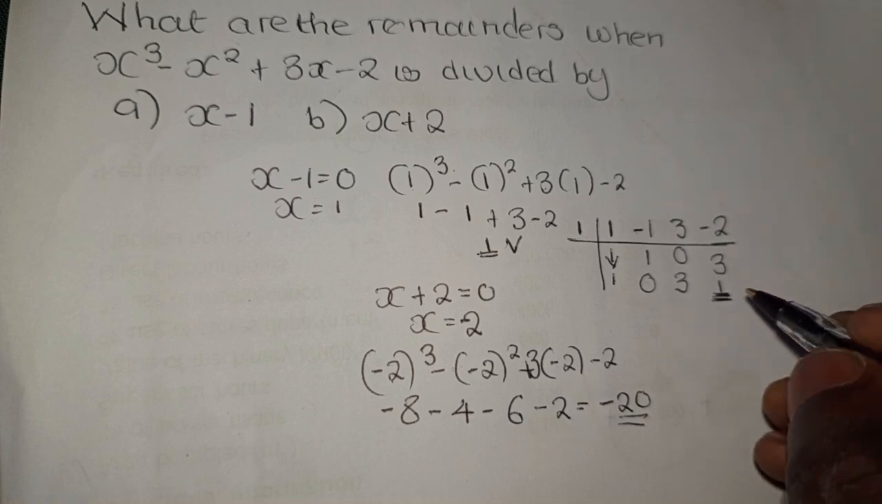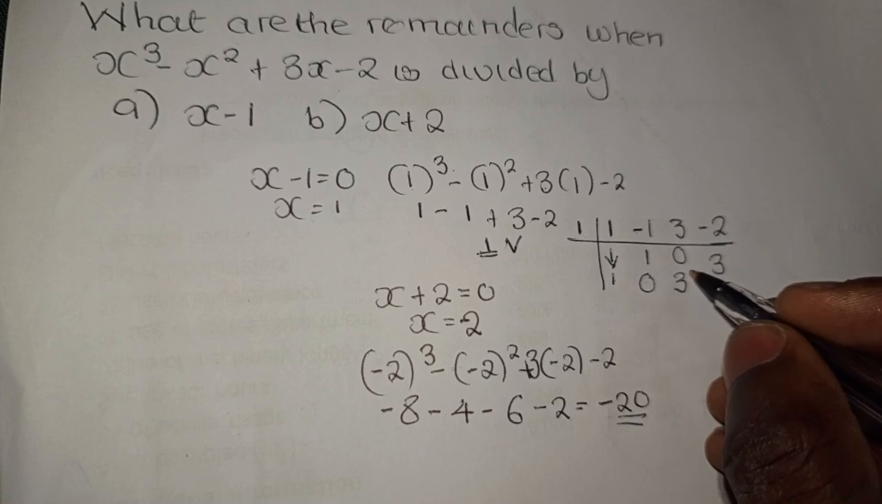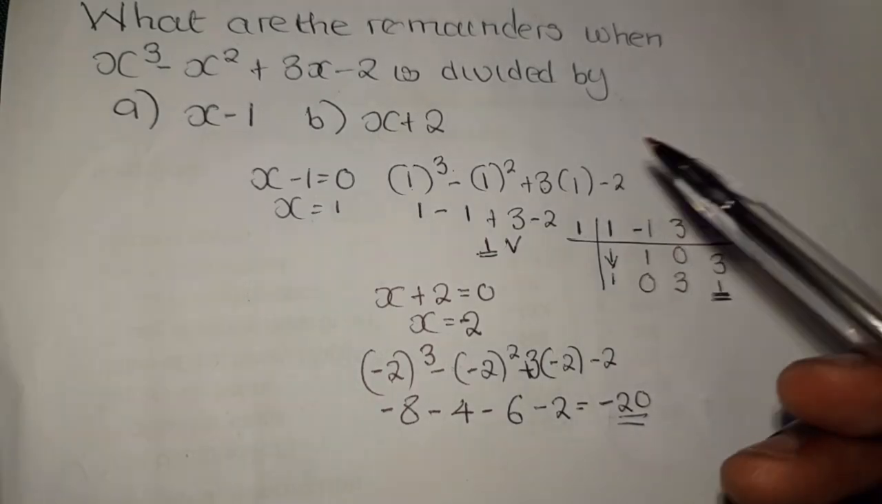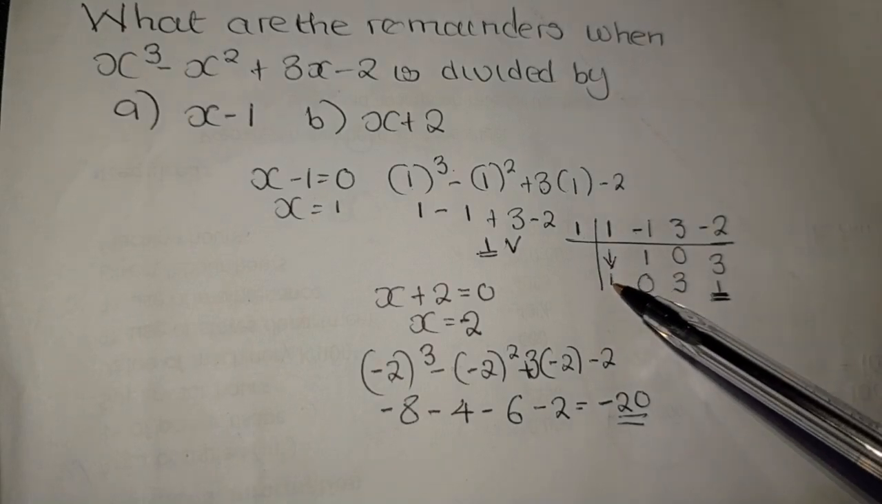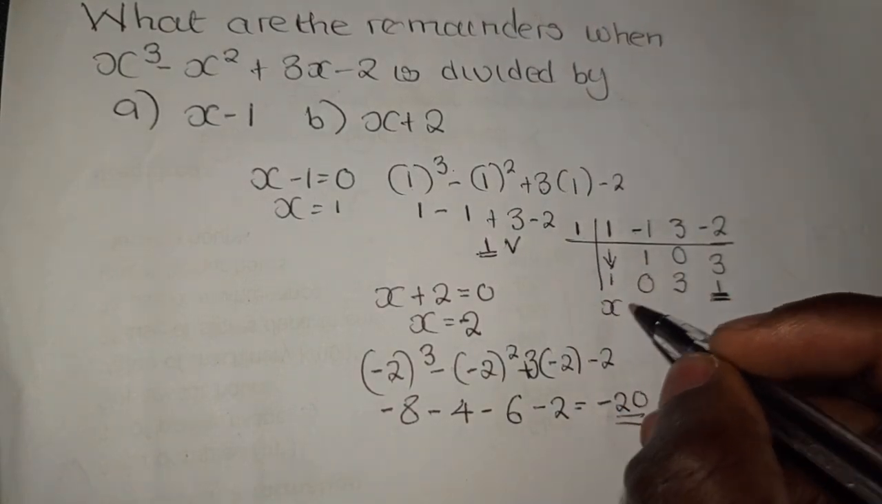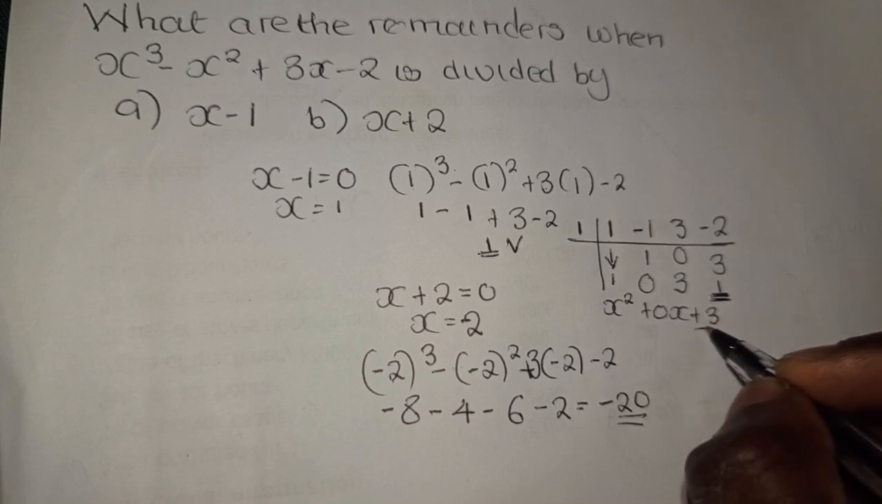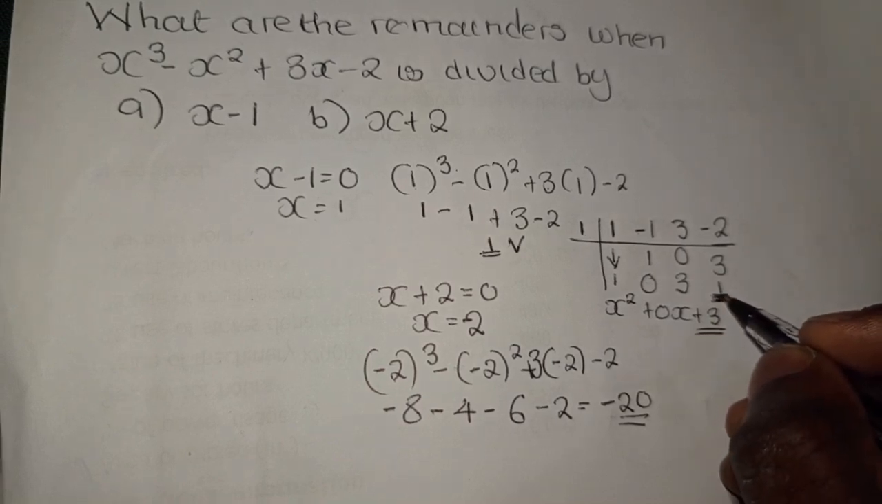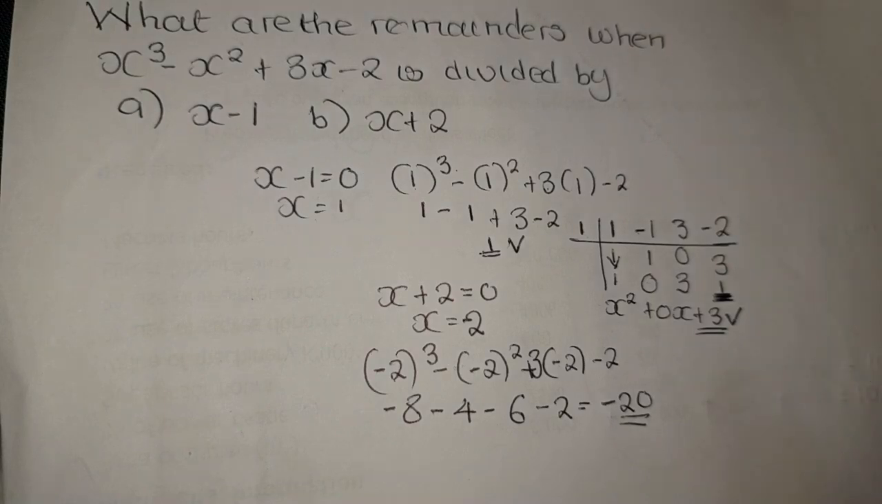But someone can ask, how did you arrive at 1 being the remainder and not 3? When we are dealing with synthetic division, there is always a drop down in power. From 3, it will go to 2. So here you have x squared plus 0x plus 3. So basically this is what has remained when we have formed the particular equation.